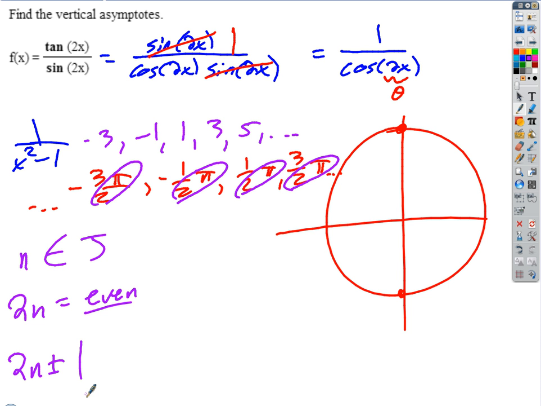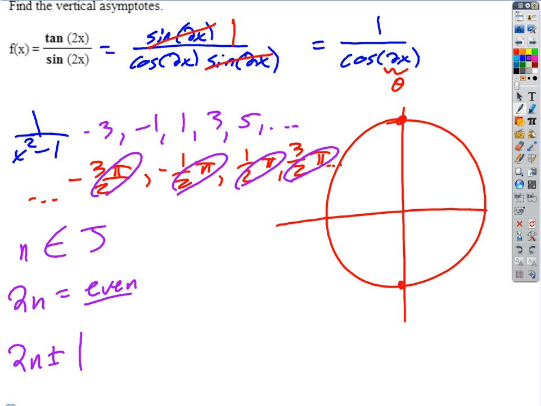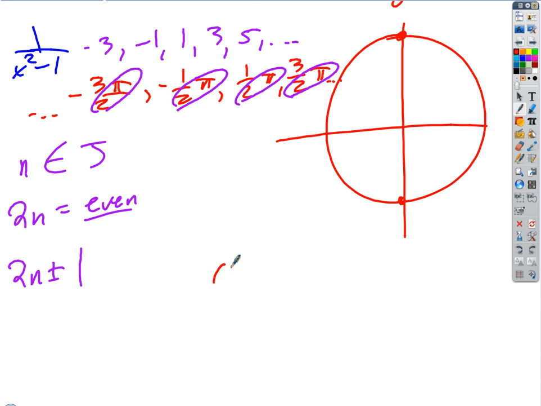Make sense? Okay, so then we know what theta has to be. Theta has to be some odd multiple of pi halves. So how do we say that? Theta equals an odd multiple of pi halves. You told me this is how you say an odd integer. So how do I say an odd multiple of pi halves?